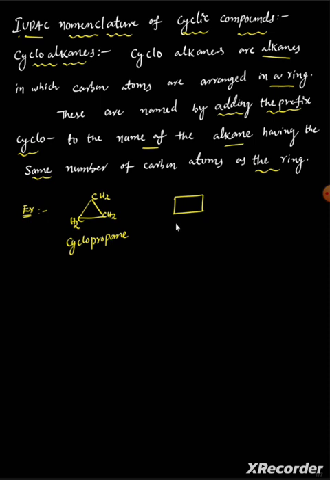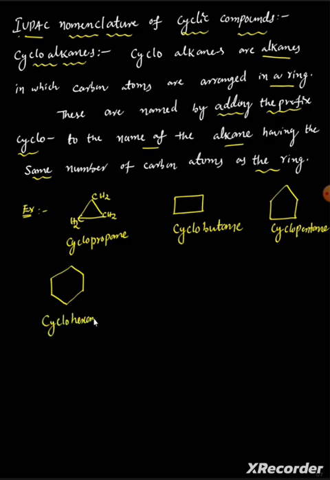A 4-membered carbon chain in a cycle is cyclobutane. A 5-membered carbon chain is cyclopentane. A 6-membered carbon chain in a cycle is cyclohexane. Like this we are naming cycloalkanes.